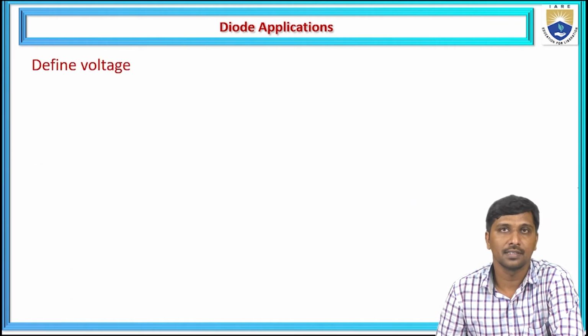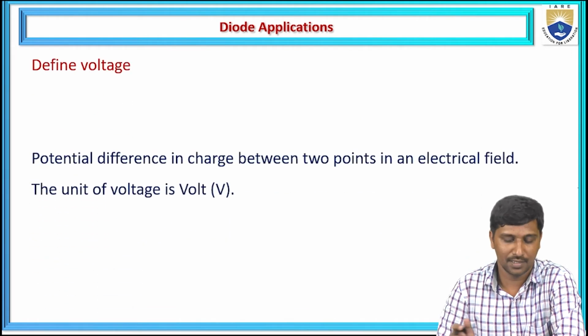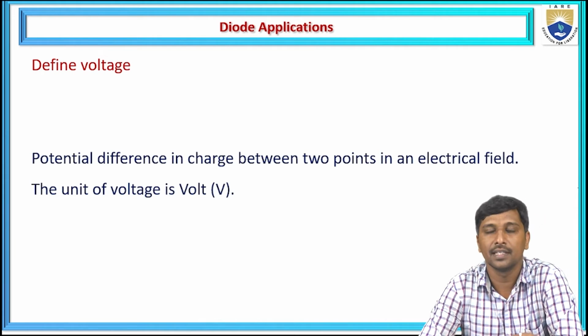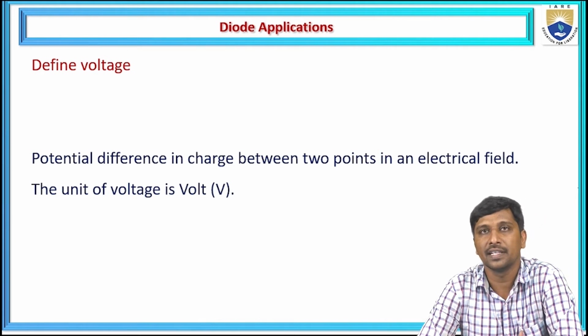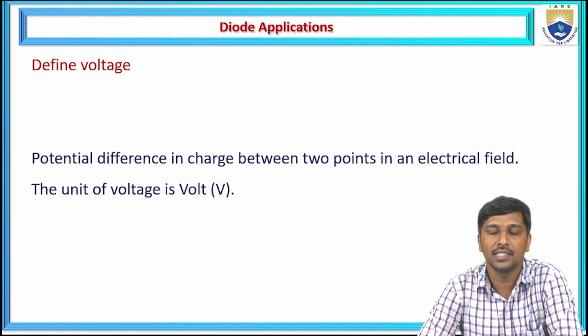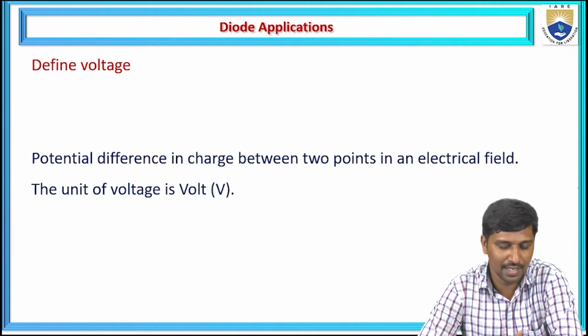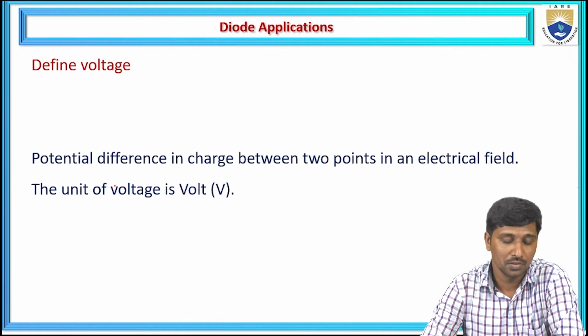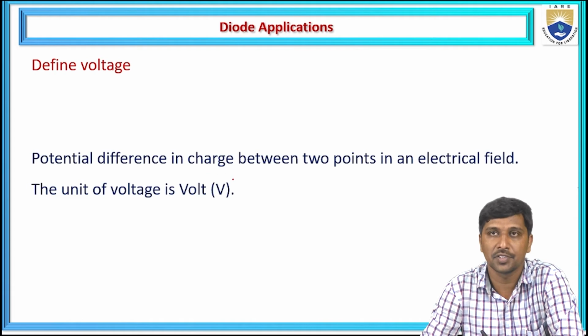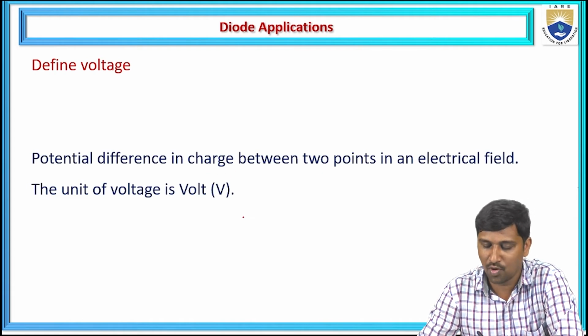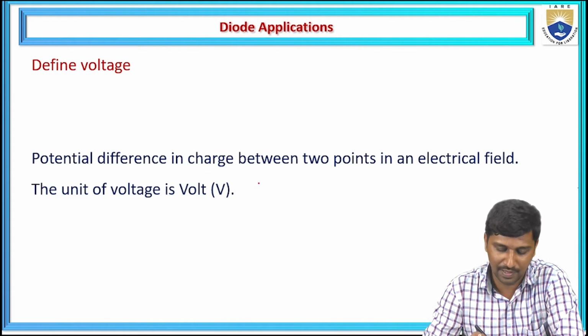Now the third one is, define voltage. In our electronics field, we are measuring some electrical parameters or analog quantities. The physical quantities are measured in terms of either voltage or current. So what is the meaning of voltage? It is the potential difference in charge between two points in an electric field.